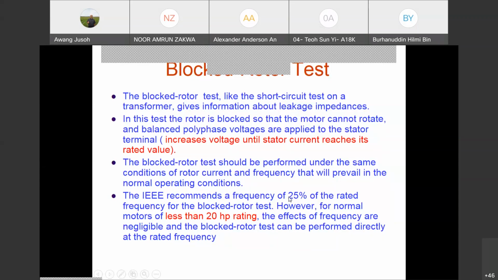That means you need to use an inverter. You must have an inverter. Without an inverter, you cannot change the frequency. So that's one condition used for the high power machine.